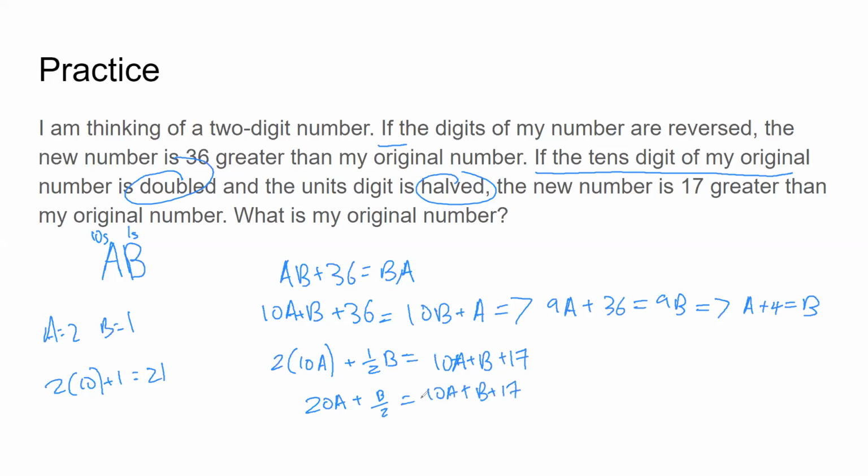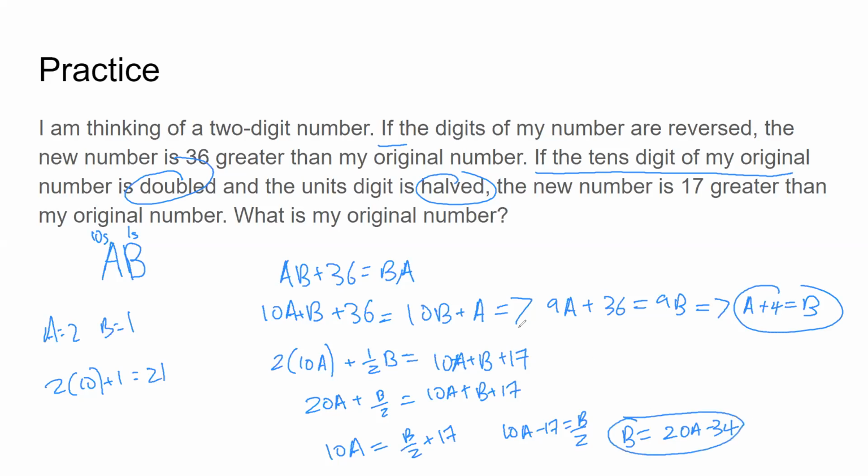So we can subtract 10A from both sides, and then subtract B over 2 from both sides to get 10A equals B over 2 plus 17. And then let's subtract 17 from both sides and then multiply by 2 to solve for B. So now we have A plus 4 equals B, and 20A minus 34 equals B.